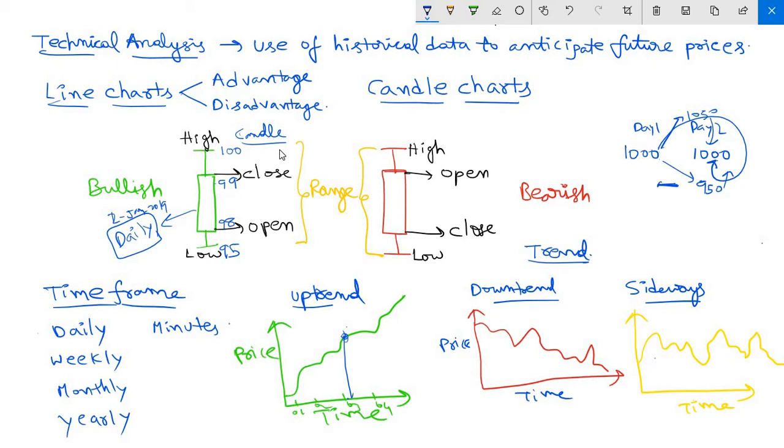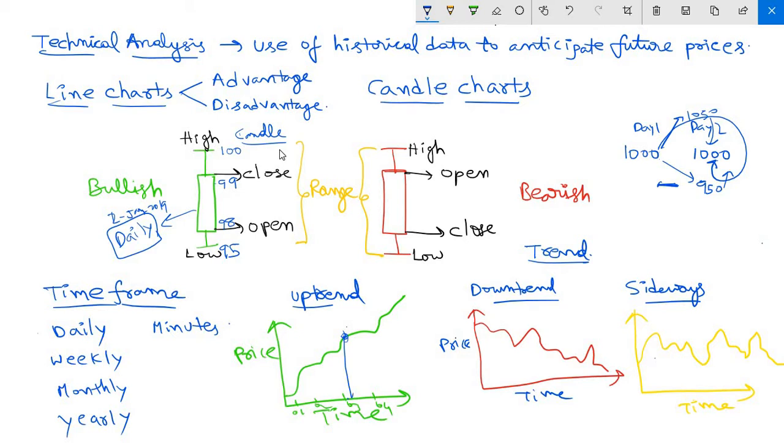So overall it moved in a range of 95 to 100, 5 rupees, but at the end it just closed at a level of 99 rupees. So this is far more informative than the previous line chart. Whatever happened during the day, of course you won't get every piece of information, but major information you will definitely get. You will not know whether the low was hit 5 times, or whether it went to low, high, and then low again and came back. These things you will not know. But this is the lowest point it reached, this is the highest point it reached, and this is where it closed.